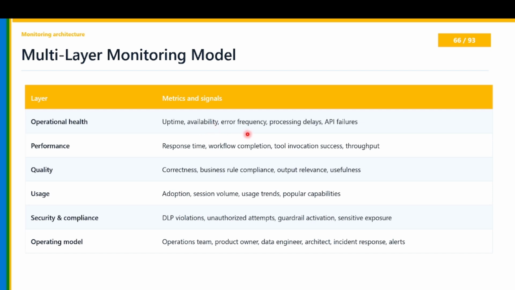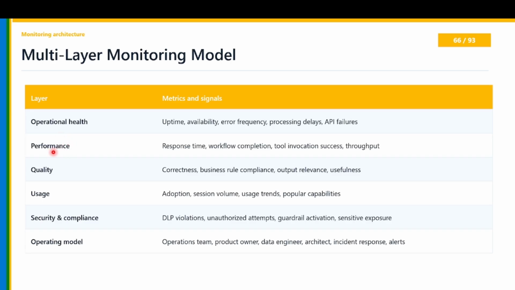Then monitor, collect error frequency metric, collect processing delay metric, collect API failure metric. So all these metrics will help you monitor operational health and the health of the entire application system.